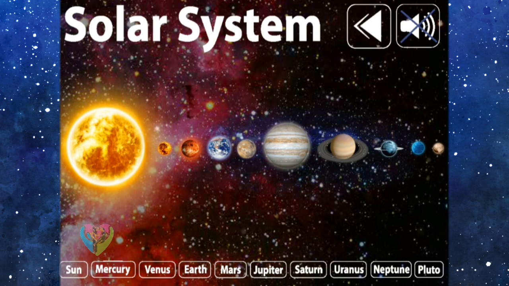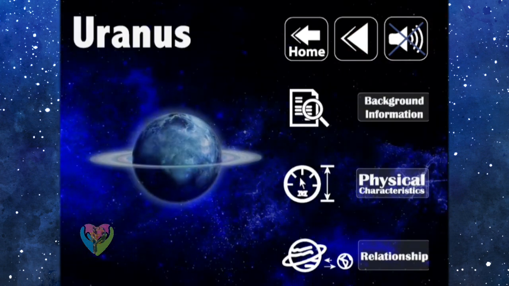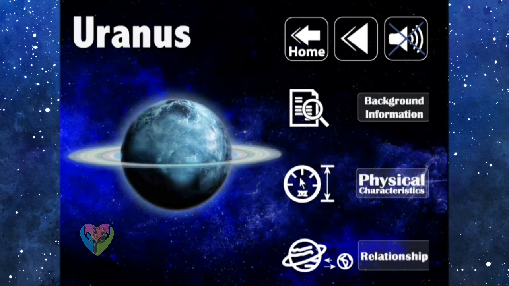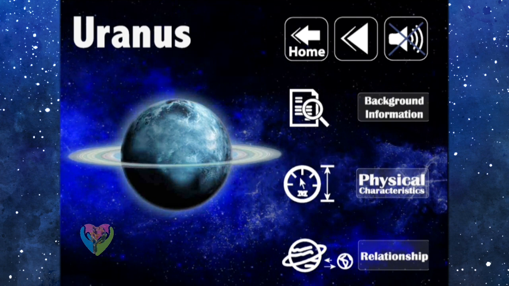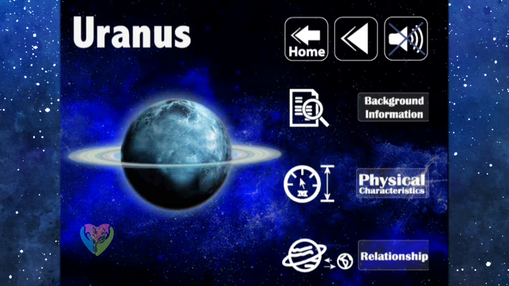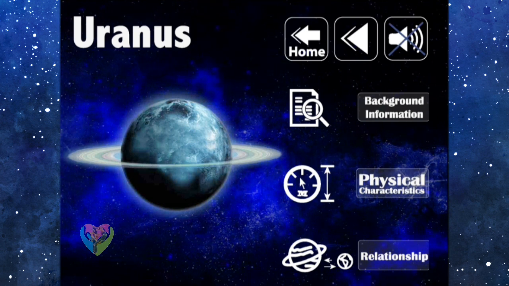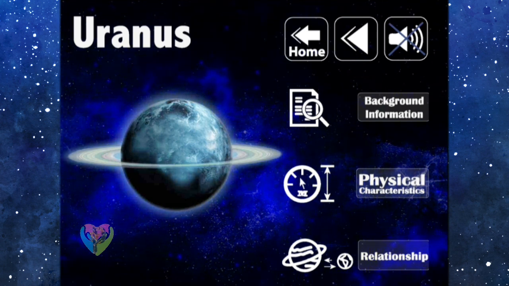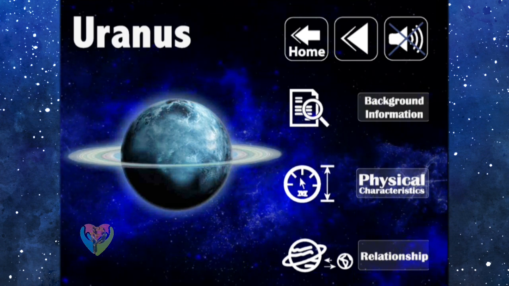You can click on the menu in the next section on the button below. Please select from the topics: background information; history, discovery, and mythology; physical characteristics, size, mass, natural satellites, and composition; the relationship of the solar system to orbital distance; and mass and size comparison.